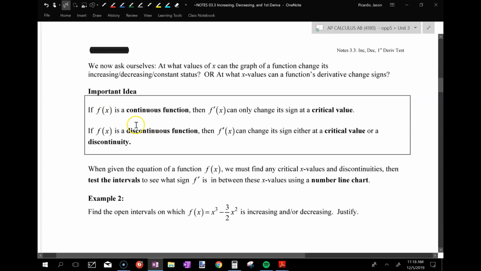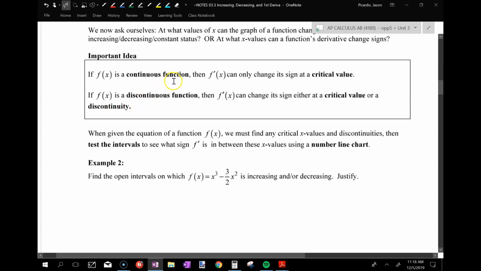Guys, I already did this visually. Lexi, I said if I have a continuous function, derivatives occur at critical values. If I have a discontinuous function, derivatives have critical values at discontinuity. We already know that. In other words, the derivative of the numerator and the derivative of the denominator give me critical values.